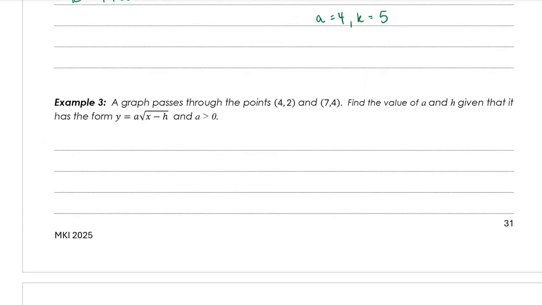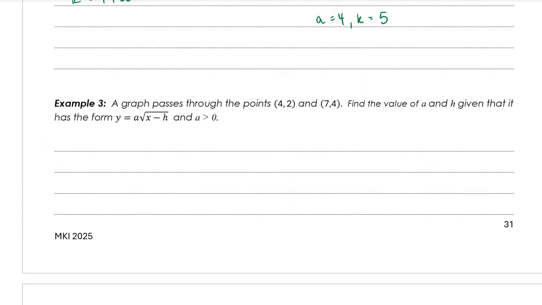Just one last example here, because this one is a bit of a trickier example. We want to work with the square root graph here. Once again, we're going to have to make simultaneous equations. So equation 1 is going to be 2 is equal to a times the square root of 4 minus h. And if you want to solve for that, you absolutely can, or we can leave it as it is for now, okay? Our second equation is going to be 4 is equal to a times the square root of 7 minus h.